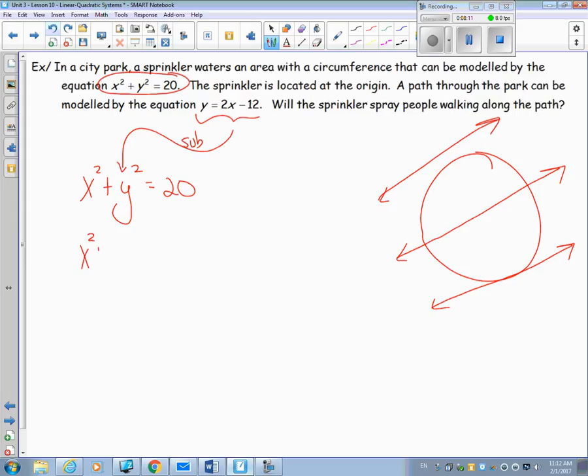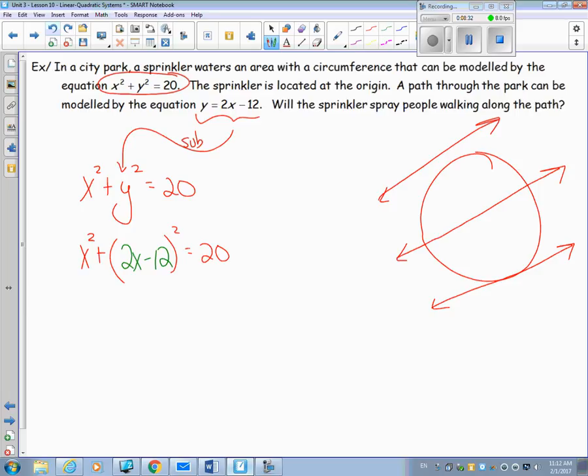So what will that look like? It'll be x squared plus, well, it says y, right? Now y is 2x minus 12. But it's got to be squared and equals 20. So now I have myself one equation with one variable. That means I can solve it.